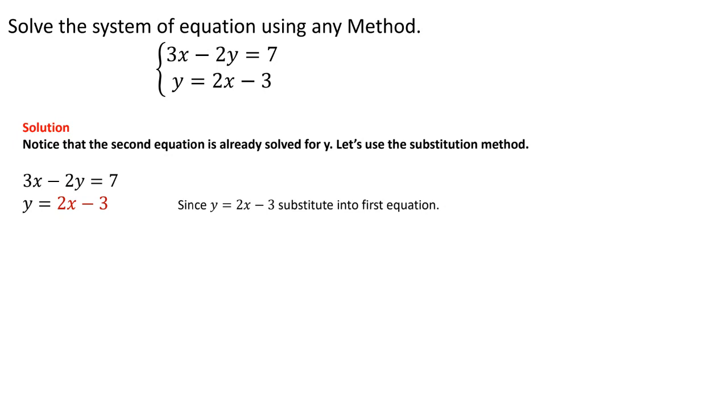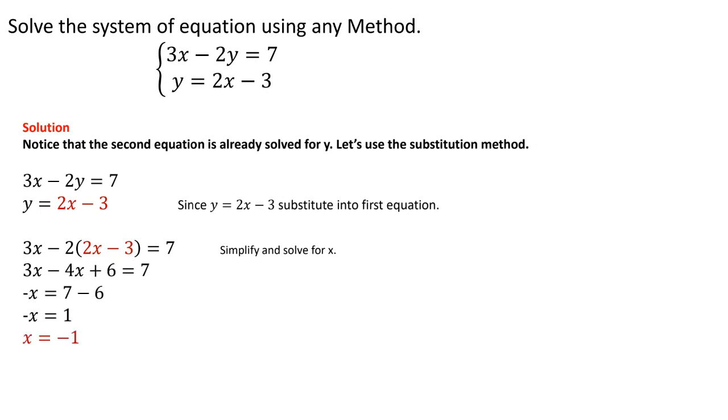Okay, so let's look at this problem here. I'm going to take whatever y is, 2x minus 3, and substitute it in for my y's. And so I'm going to have 3x minus 2 times 2x minus 3 equals 7. And then we're going to simplify. So we distribute the negative 2, and we have negative 4x plus 6.